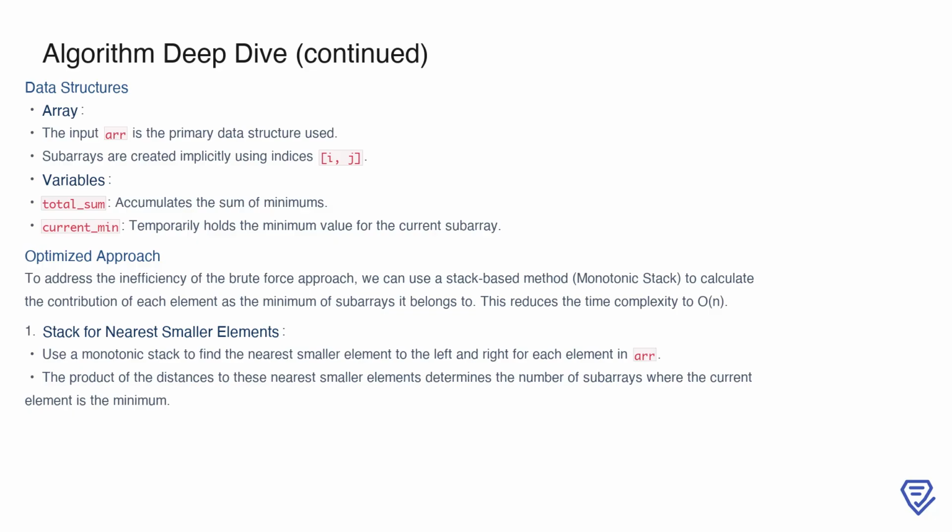To achieve this, we use the monotonic stack to find the nearest smaller elements on both the left and right sides of each element. By doing so, we can directly compute the number of subarrays for which the element serves as the minimum without explicitly generating all subarrays.